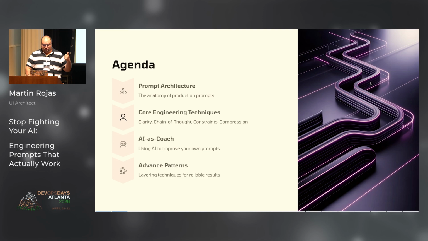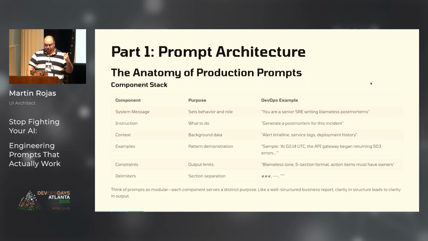So we're going to break it down to architecture. What are the parts called? What are some things that you can use to improve? How to use AI to help you? And then, if we don't run out of time, we're going to get into some of the more advanced techniques with prompt engineering. So to get going, the parts.